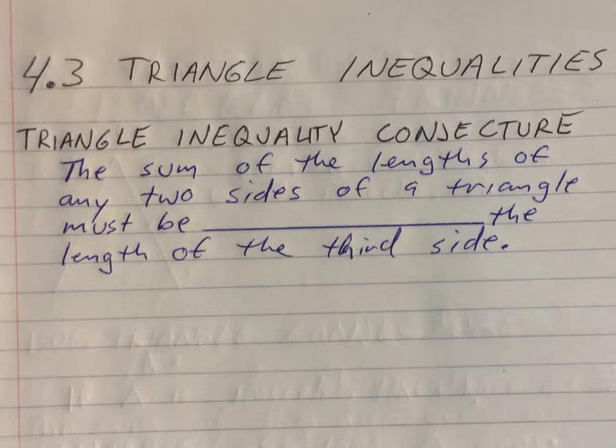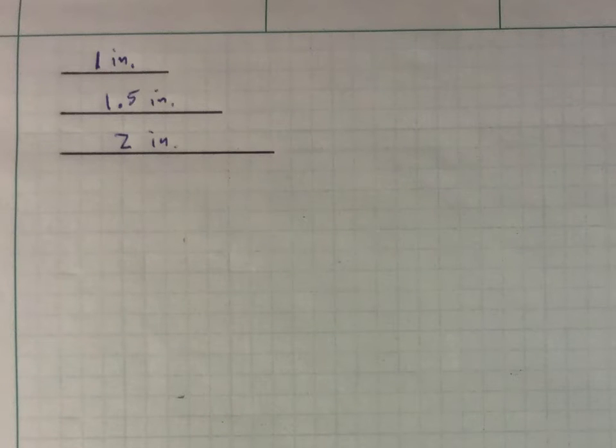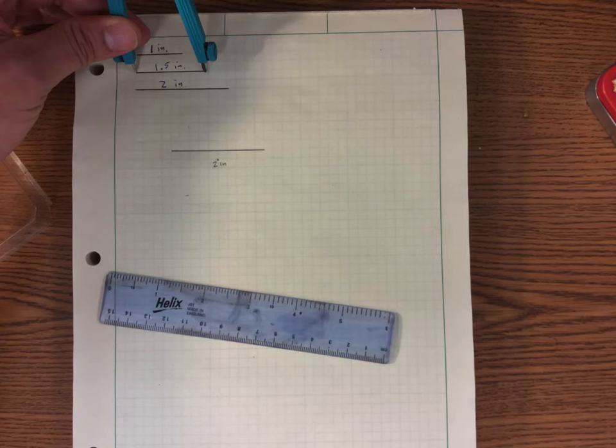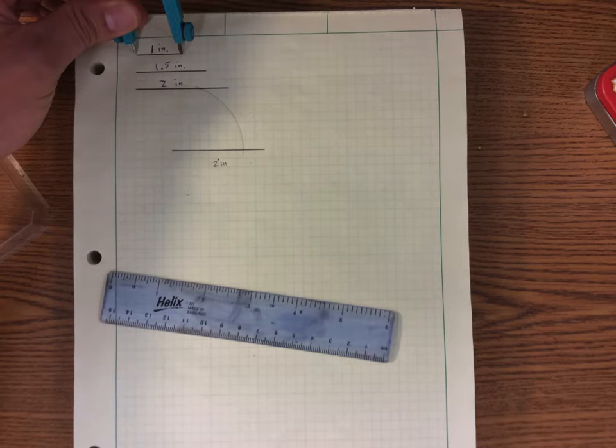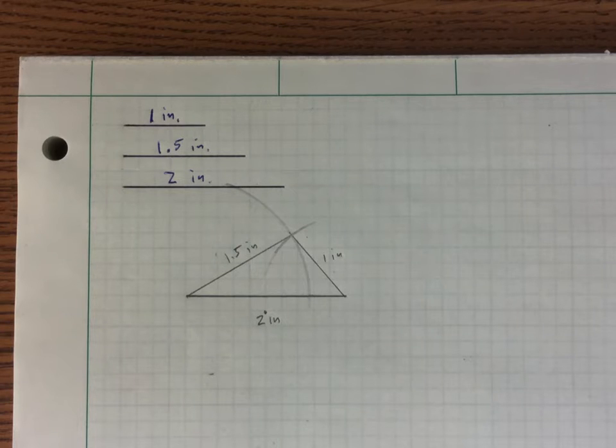lengths of any two sides of a triangle must be, how are they related to the third side? So a quick demonstration, let's take 1 inch, 1.5 inches, and 2 inches and try to build a triangle with it. With my compass and straightedge, I'll copy 2 inches. I'll grab that 1.5 inch length with my compass, apply that from the left-hand side, grab the 1 inch, apply that from the right-hand side, and you see that we build a triangle with 1, 1.5, and 2 inches.